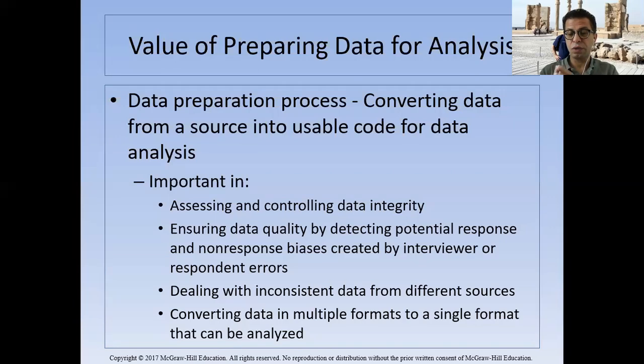So it is assessing and controlling the data integrity, ensuring the data quality by detecting the potential response and non-response bias, whether there is a potential bias when they're responding or not responding, whether by the interviewer or the respondent, and dealing with the inconsistency there. If the data is inconsistent, then we need to deal with it. Converting data from multiple formats to a single format. If data has been collected through the phone or through the mail, we need to convert it all to a single format.